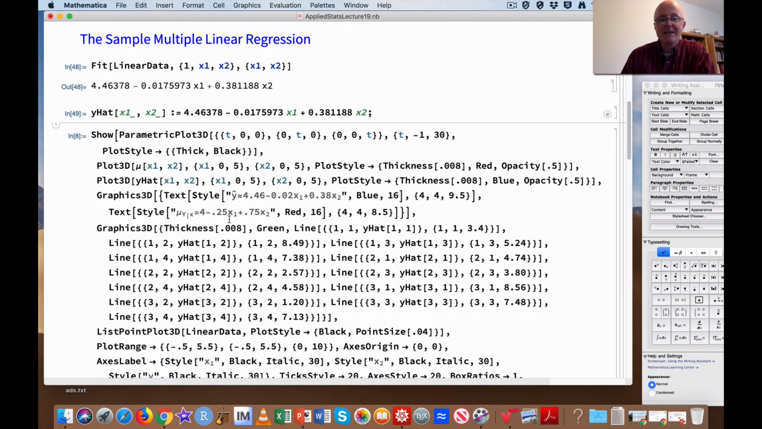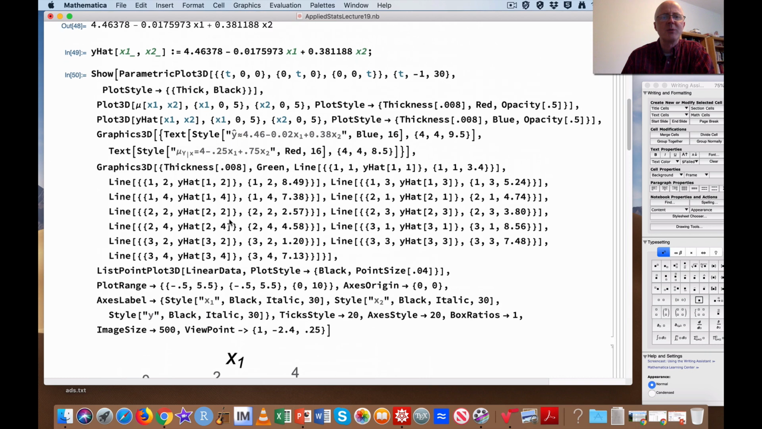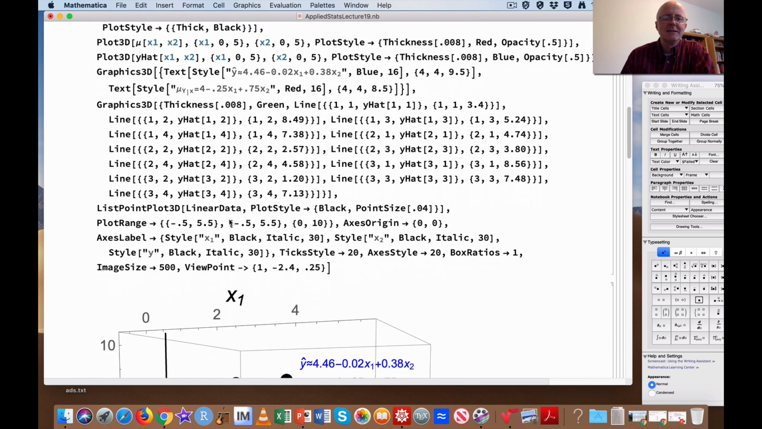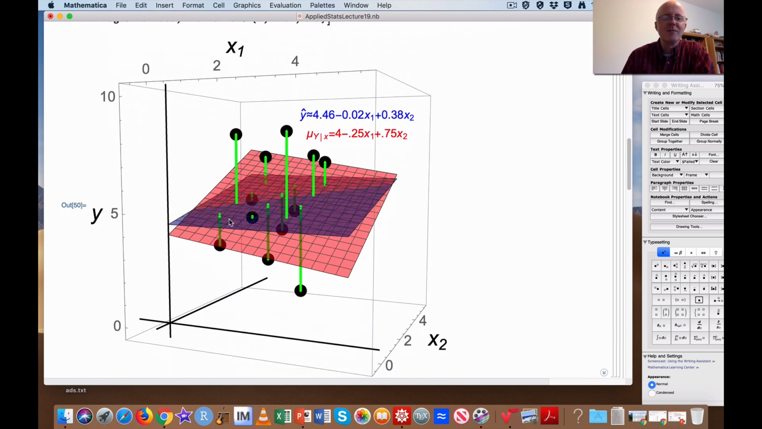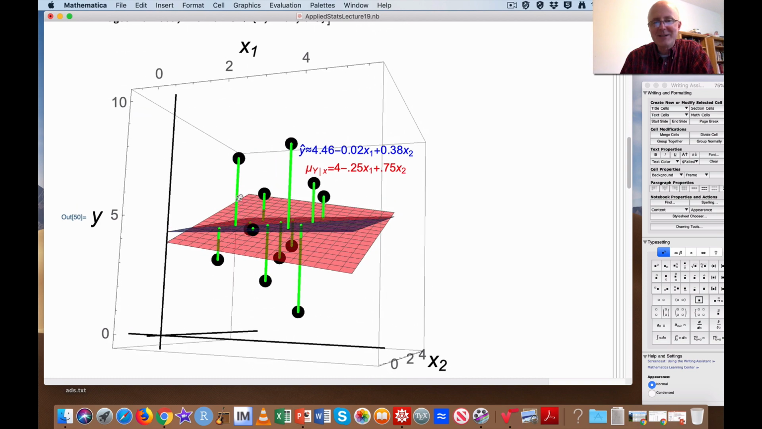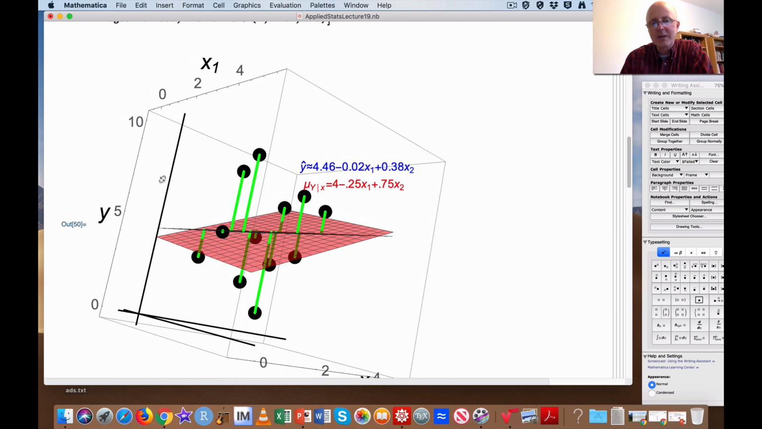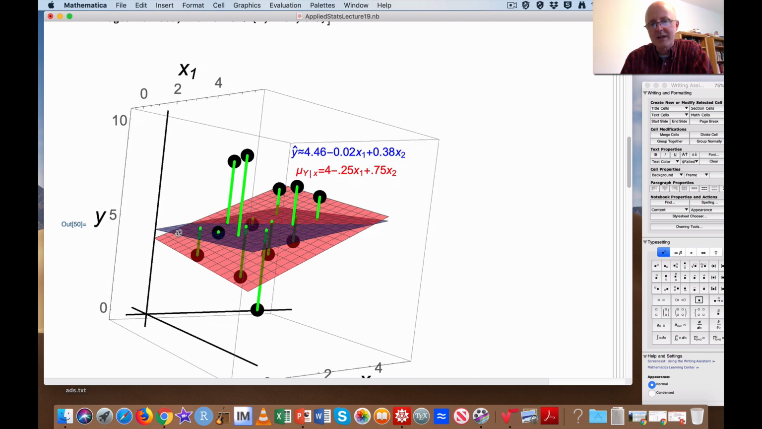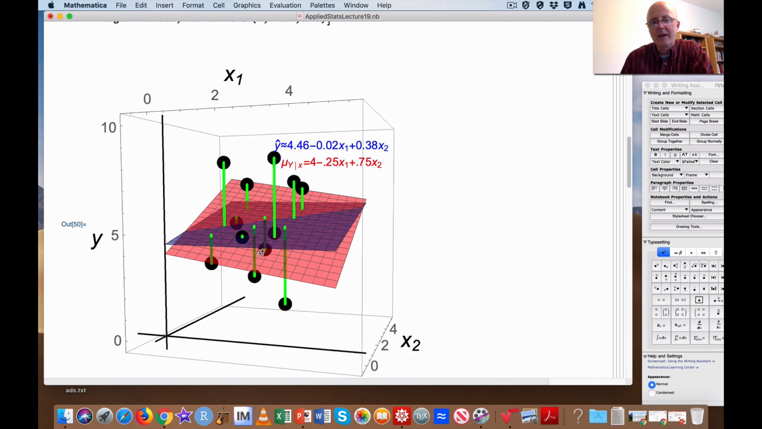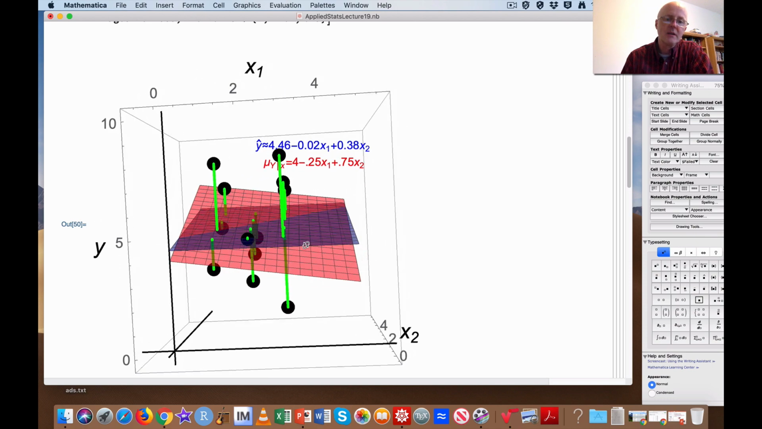This code makes the three-dimensional plot. Kind of a lot of code there to make that. There might be a more efficient way to do it, but that was lots of fun for me to do. And one thing nice in Mathematica is you can actually move this around a bit to see it. And you can see that those green lines do go to the blue plane instead of the red plane. They are the residuals with respect to the sample regression plane.